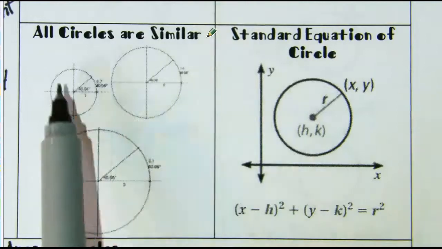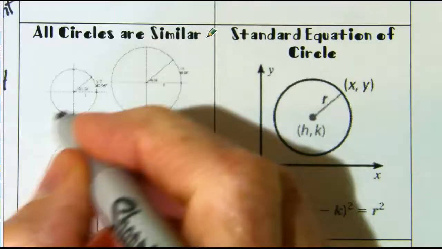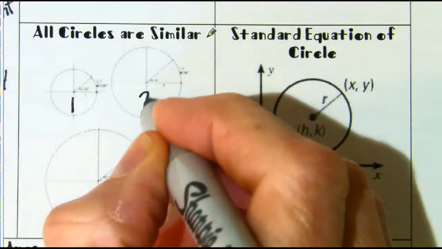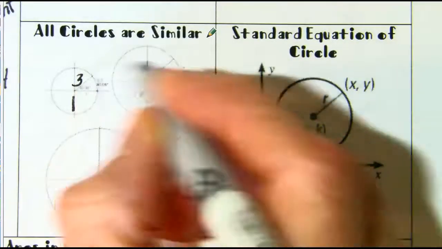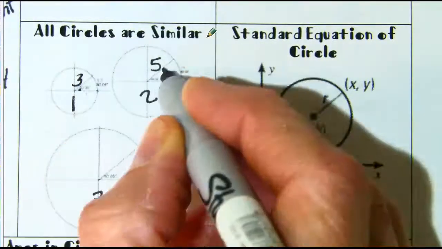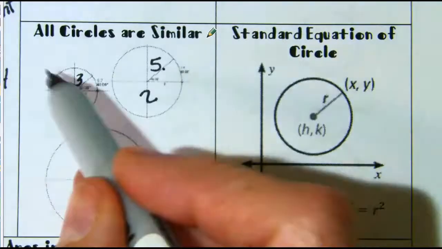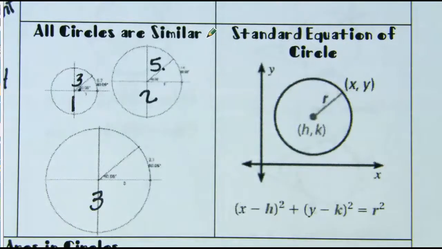Now, a very important concept for you to know is that all circles are similar. So I have 3 different circles here. Circle 1 is similar to circle 2, and circle 1 and 2 is similar to circle 3. It is because the radii, no matter what the radii of those circles, so if this was 3 and this was 5, that's a 3 to 5. Okay, so the radii is going to make them proportional.